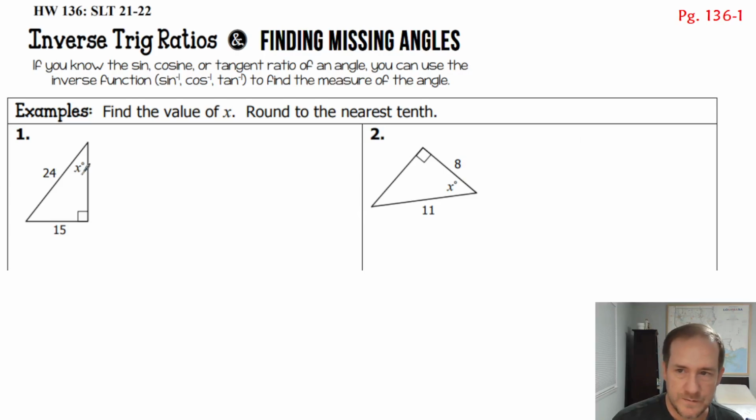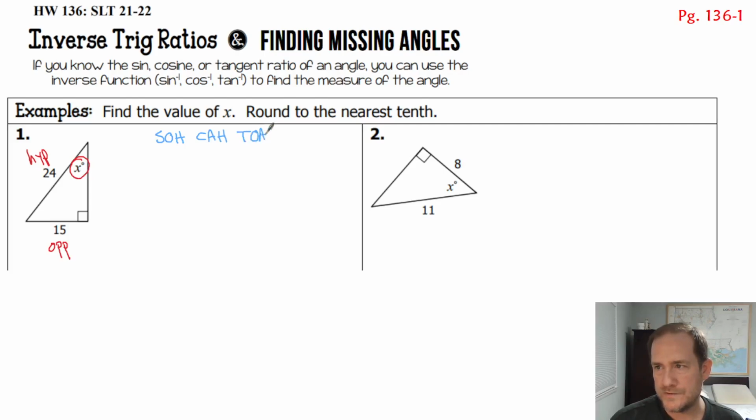The way we do these is very similar to how we do the other kind of problem. We look at the angle that we're given and we label the sides. 15 here is opposite from x and 24 is the hypotenuse. Since we're working with opposite and hypotenuse, we go back to SOHCAHTOA to figure out what to use. Do we want to use sine or cosine or tangent? Since we've got O and H, it seems like we want to use sine.